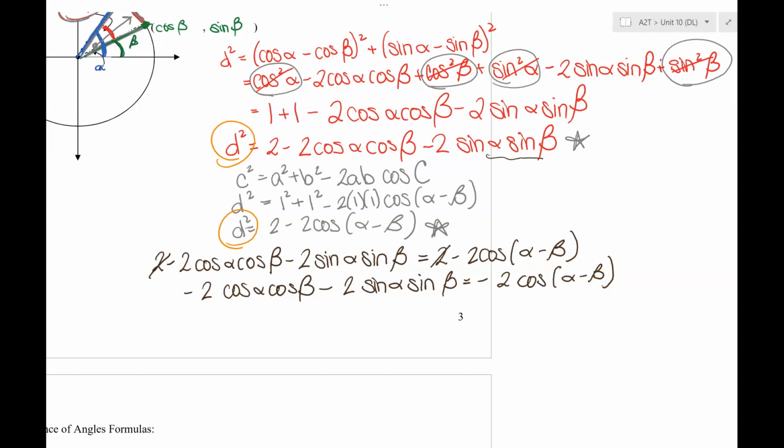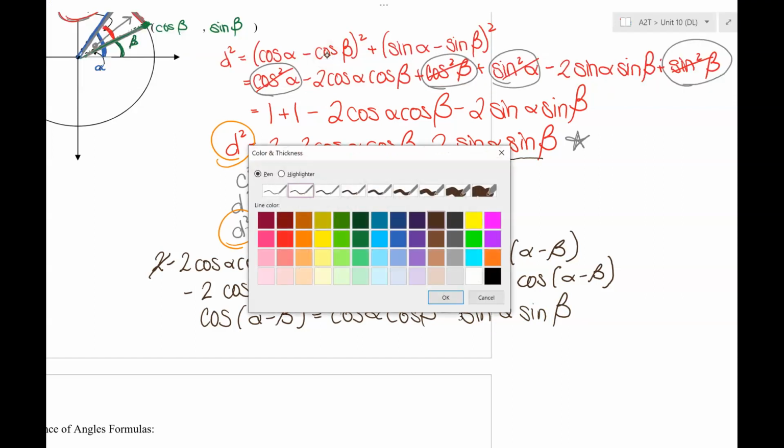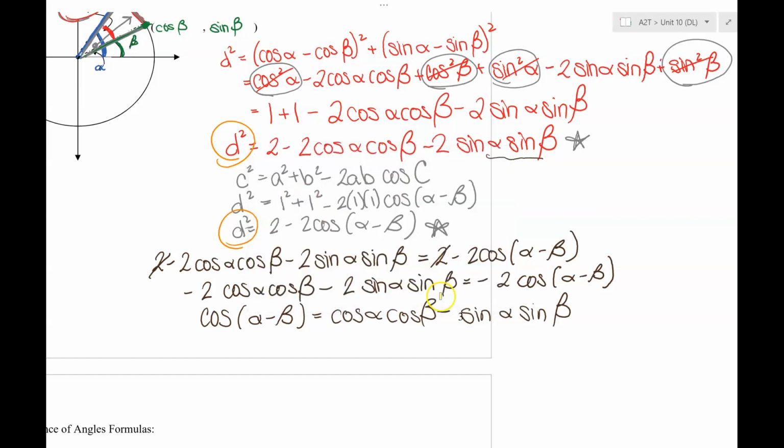I'm going to divide everything by a negative 2. So then I end up with the cosine of alpha minus beta is equal to cosine alpha cosine beta minus sine alpha sine beta. And ladies and gentlemen, I would like to introduce you to, I know that was a lot, but holy heck, that was awesome. I would like to introduce you to the cosine difference formula. Wow, the crowd goes wow, that was so awesome.